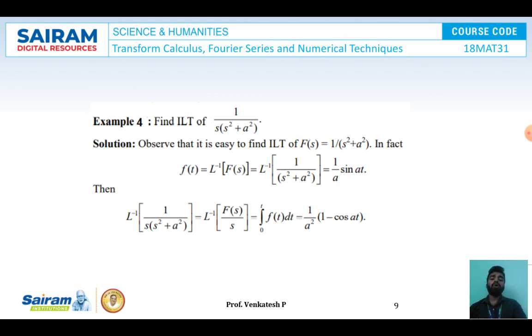So now to solve this Laplace inverse of 1 by s into s square plus a square, I am going to use this property. That is Laplace inverse of f of s by s will be equal to integral 0 to t f of t dt. So in the place of f of t, I am going to replace 1 by a sine at. After solving sine at, we'll be getting the equation like 1 by a square into 1 minus cos at with the limit 0 to t. After applying this, we got this function.